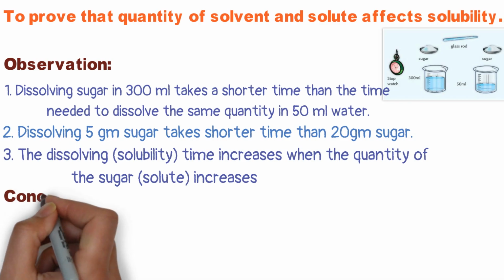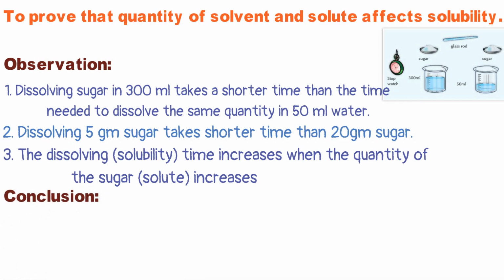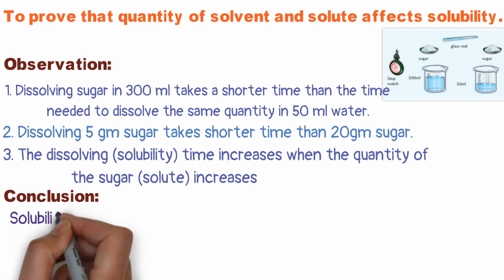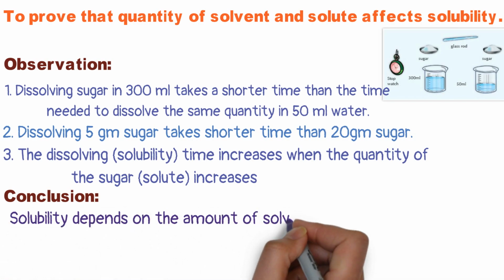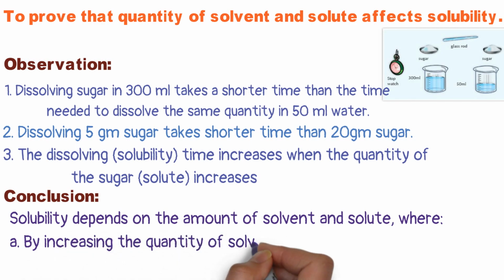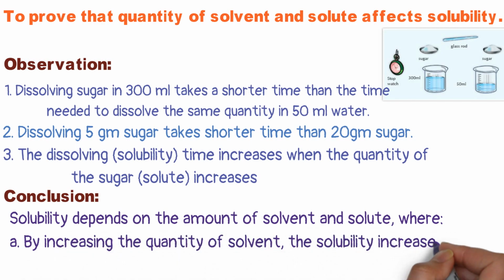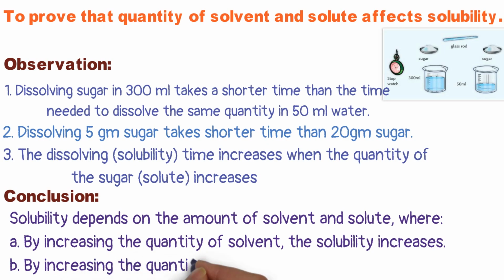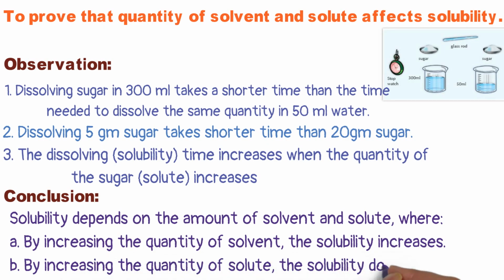From this we conclude what? We conclude that the solubility depends on the amount of solvent and solute weight. First, by increasing the quantity of solvent, the solubility process increases. Also, by increasing the quantity of solute, be aware here, the solubility process decreases.